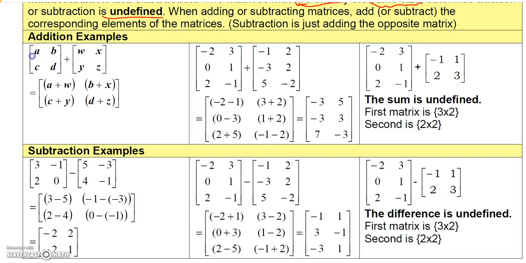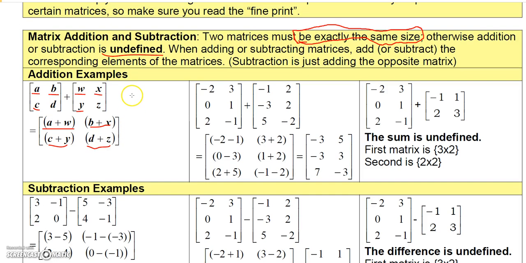So in this matrix, the row 1 column 1 entry is A, and in this matrix the row 1 column 1 entry is W. So to add them, just add the A plus the W. And then here the row 1 column 2 entry is B, the row 1 column 2 entry is X, so just add B to X. And then here the row 2 column 1 is C, and the row 2 column 1 here is Y, so you add C plus Y, and then likewise you add D plus Z for the final entry. Okay, so now that you know how to add them, you should see it's pretty simple.